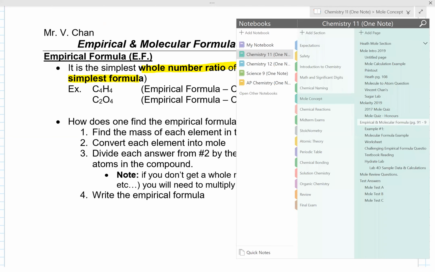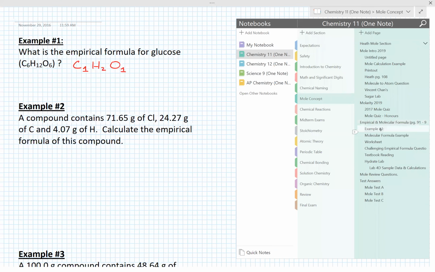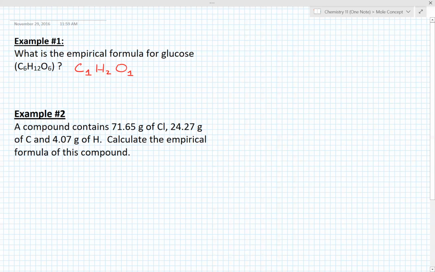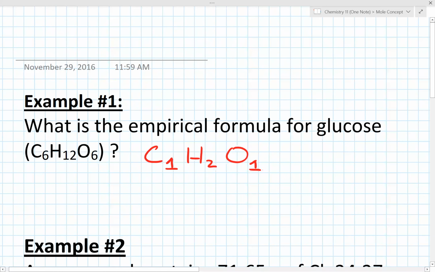So I'm going to give you 3 examples to take a look at. Example number 1, you can copy this down into your notes. What's the empirical formula for glucose, C6H12O6? The answer would be C1H2O1. Why? Because you have 6 carbons, 12 hydrogens, and 6 oxygens. The simplest ratio is 1 to 2 to 1.